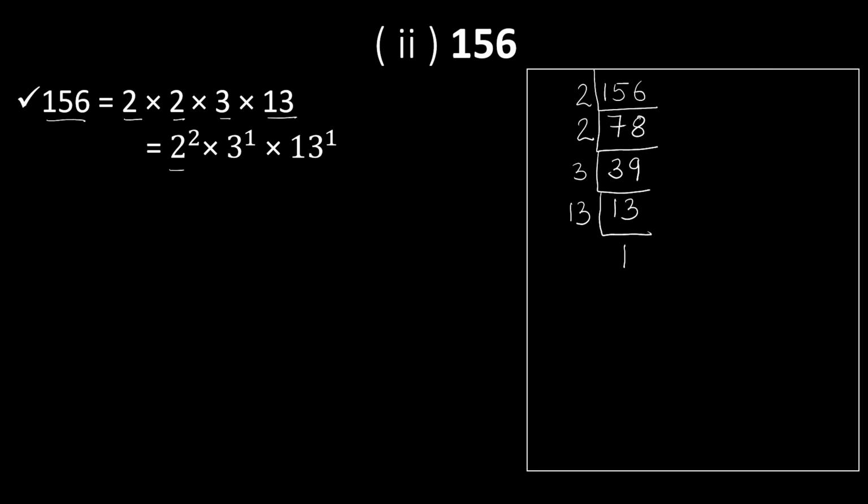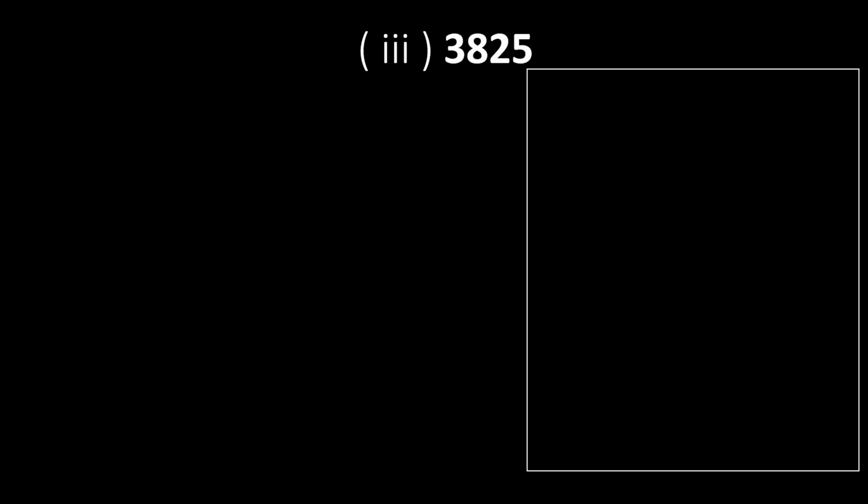we will be writing 2 raised to 2 into 3 is occurring once, so 3 raised to 1, and 13 is also occurring once, so we will be writing 13 raised to 1. So this will be the product of the prime factors of 156. 2 raised to 2 into 3 raised to 1 into 13 raised to 1. Now let's solve the third subpart of question number 1.